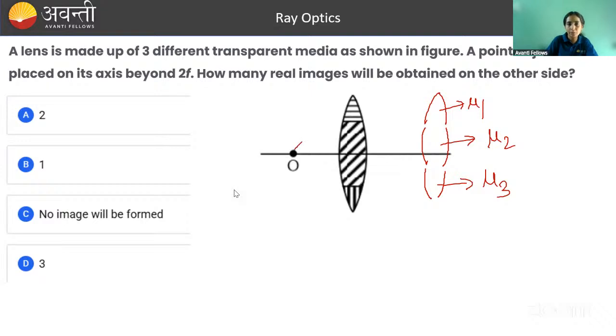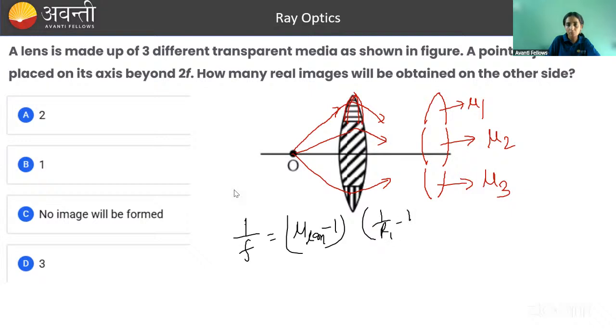See here, from the object, some rays may get refracted by this portion, some rays may get refracted by this portion, and some by this portion. So there are three regions. If the ray of light is refracting through a region, then it will have a different focal length for that portion. Why? Because you just see the lens maker's formula. What does the lens maker's formula tell us? Refractive index of lens with respect to media minus 1, times 1 by R1 minus 1 by R2.